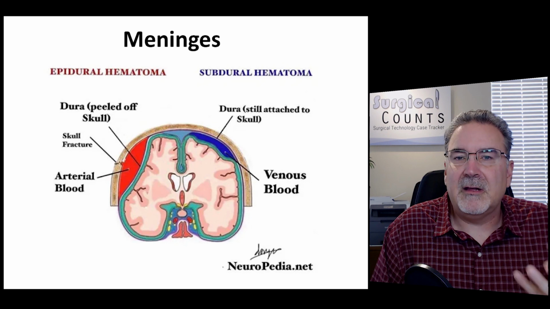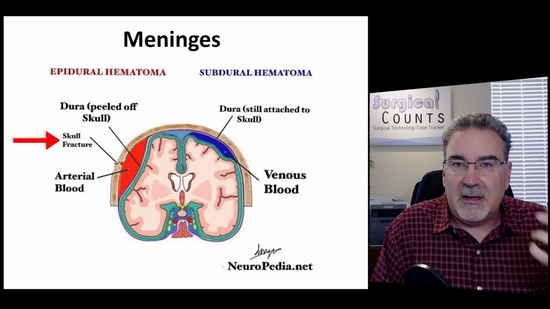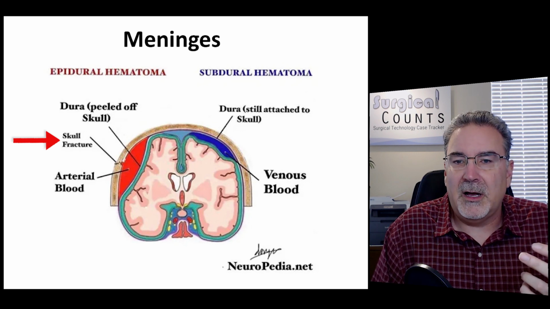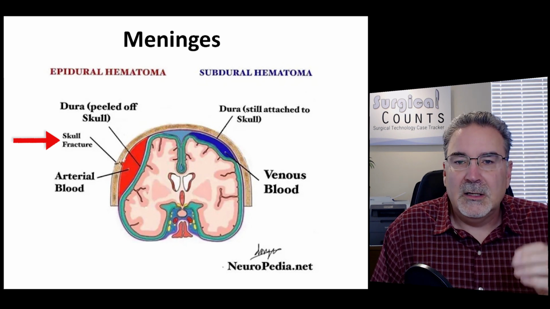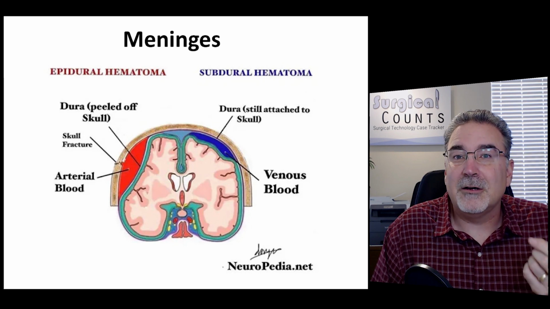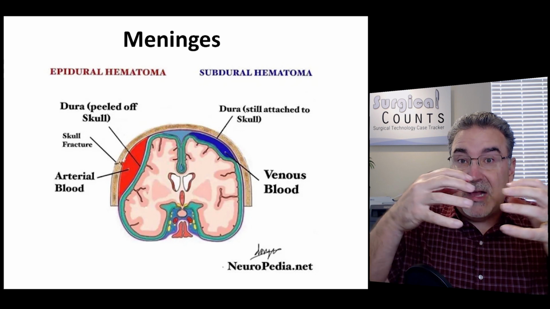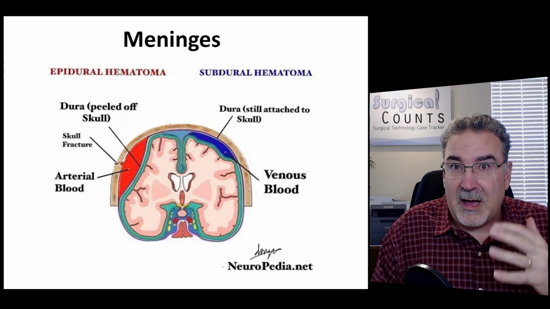Most of the time, when you think of an epidural hematoma, we're talking about a skull fracture, an injury that has actually broken the skull itself, and you start to get arterial blood appearing between the skull and the dura mater. So that's going to be an epidural hematoma, and that blood is usually going to be arterial blood, which is going to be under high pressure.